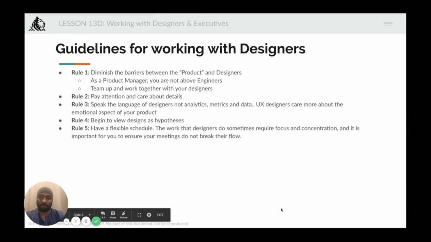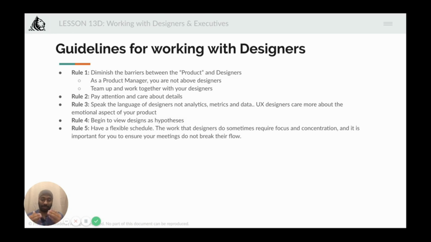So when you're working with designers, here are the 4 or 5 different rules that I follow, and I would recommend you use them. I mean, these are guidelines. So here are some of the guidelines that I recommend for working with designers.